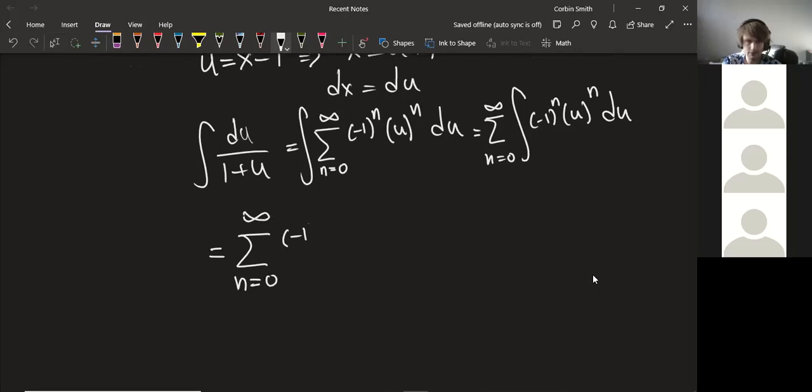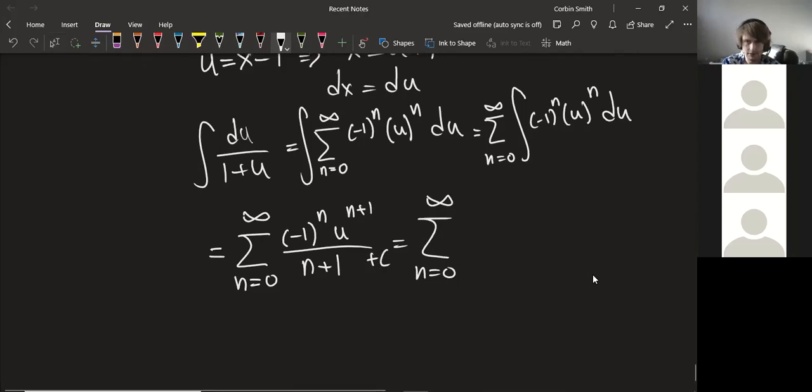So we get minus 1 to the n, u to the n plus 1 over n plus 1, which is equal to the sum from n equals 0 to infinity. Oh, we have a plus c right here as well. Yeah, there we go. Do not forget the plus c.